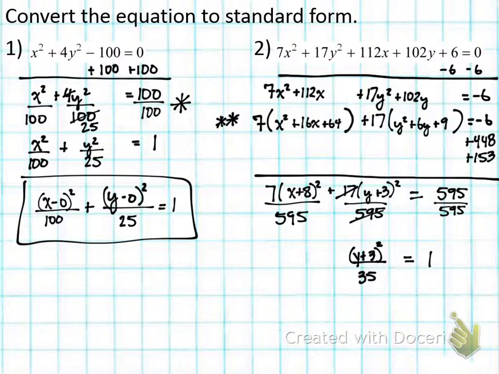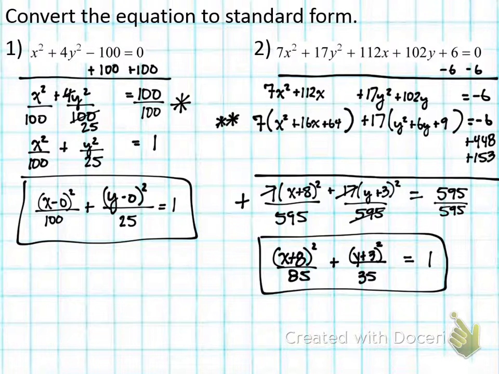Then what goes into 7 and 595? 7 does. 7 goes into itself 1 time, so it cancels out, and it goes into 595 85 times, so bring down the x plus 8 squared. At this point, you could see it's in standard form, right? So we're done. We know that our center is negative 8, negative 3. A squared is 85, B squared is 35, and we're done. It's an ellipse, major X, right?